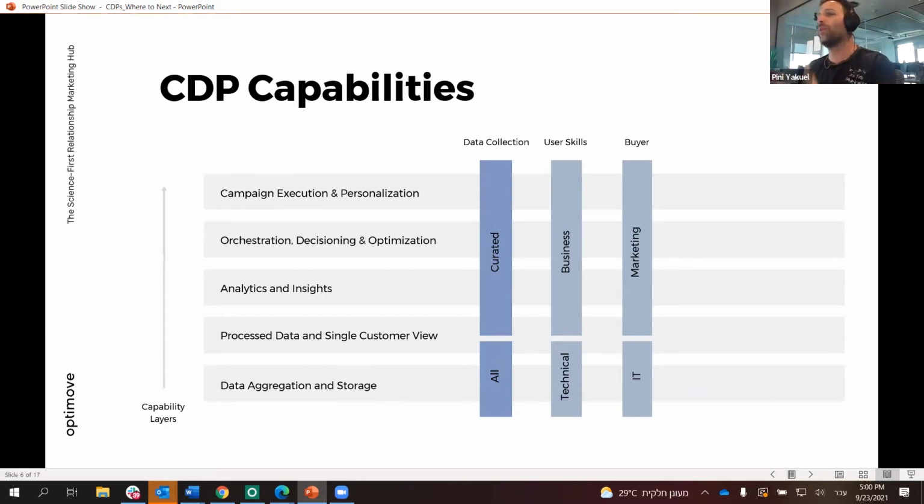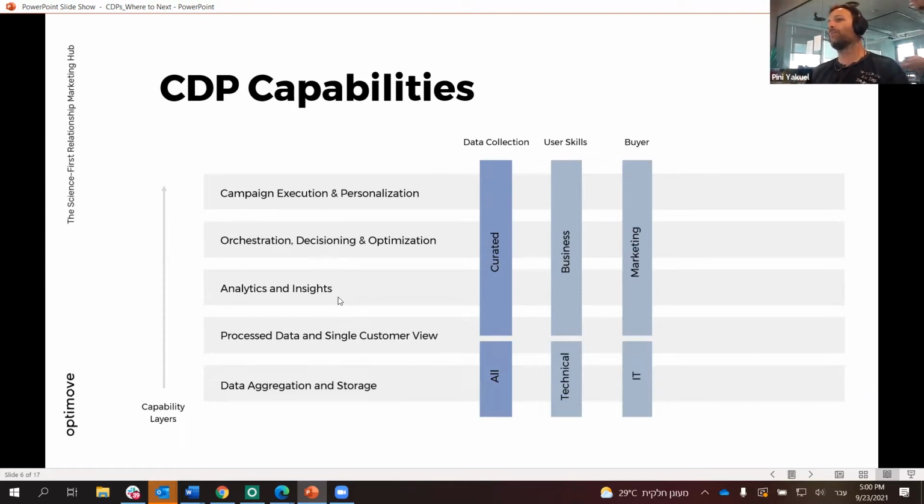One layer above, we have this single customer view. So the data is kind of processed. It's not entirely in its raw form, so it's been transformed a little bit. And now we have the single customer view. One layer on top of that, we got the analytics and insights. So are we able to discover some insights, to get some answers to deeper questions besides how many people bought this product last month?